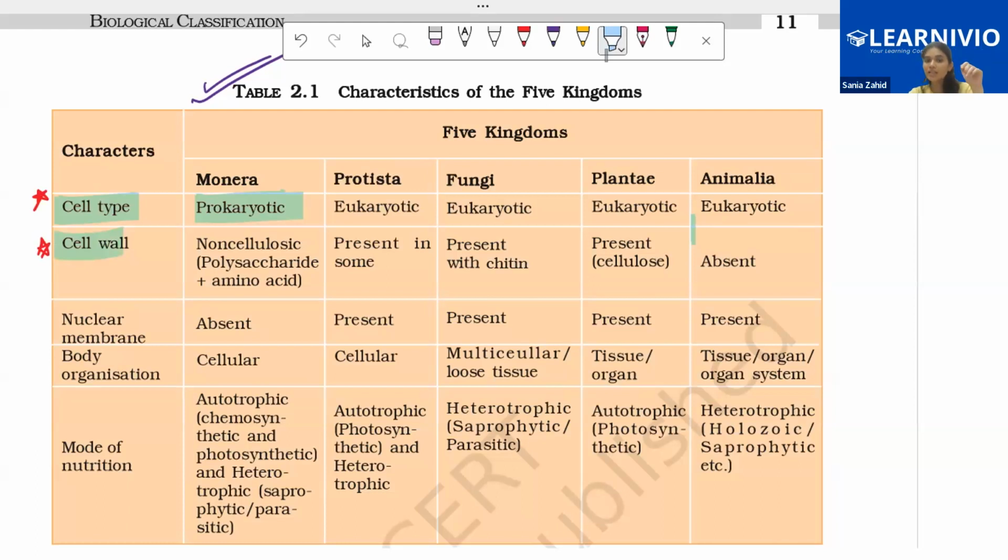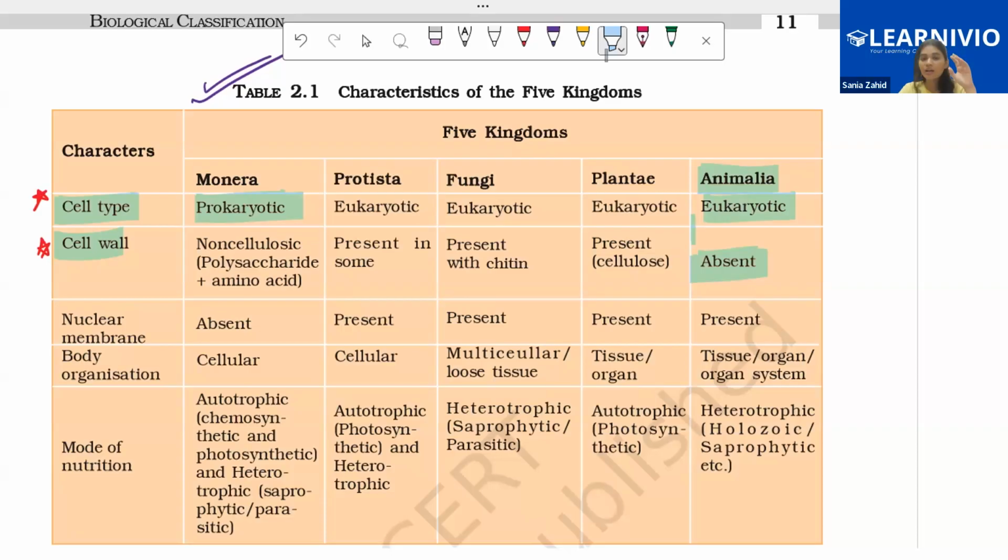So first of all, he said that the organisms in which cell wall is absent will be animalia. So in animalia, we have organisms which are eukaryotic and the cell wall is absent, while cell wall is present in all the other categories. It is there in Monera, Protista, fungi, and plant.